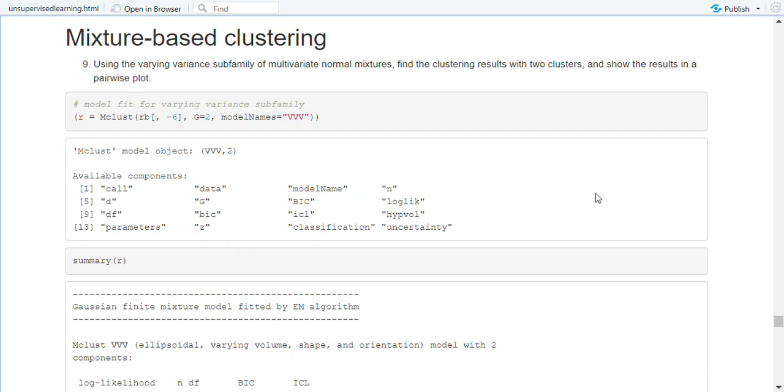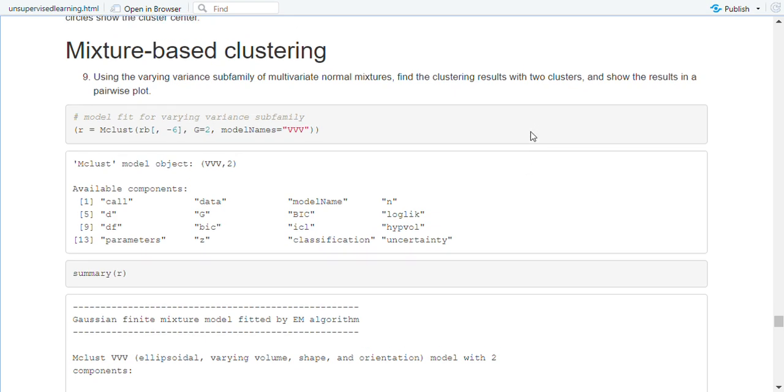In this lab, we will continue with unsupervised learning visualization. So we will use mixture-based clustering to visualize the data. We'll use the varying variance subfamily of multivariate normal mixtures. We'll find the clustering results with two clusters and show the results in a pairwise plot.